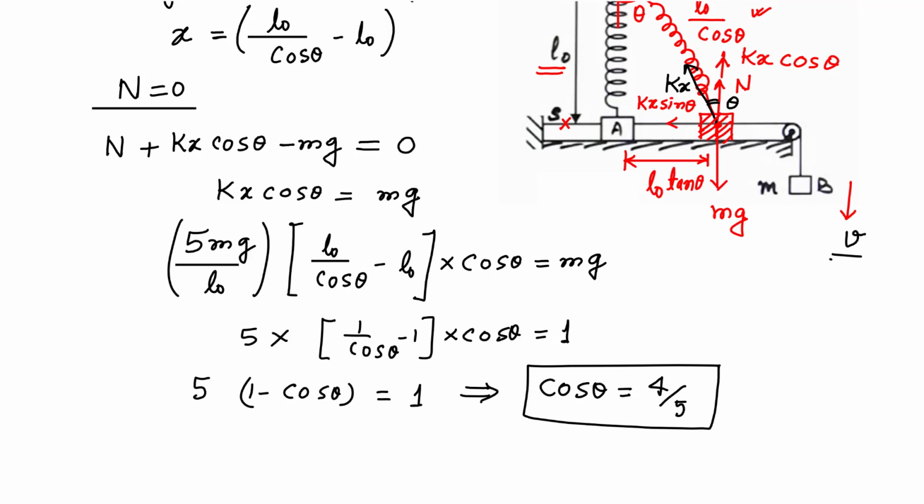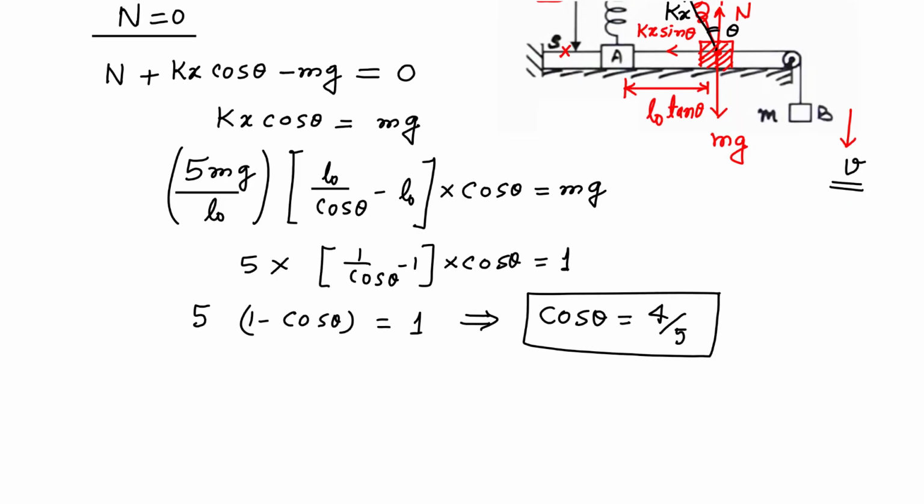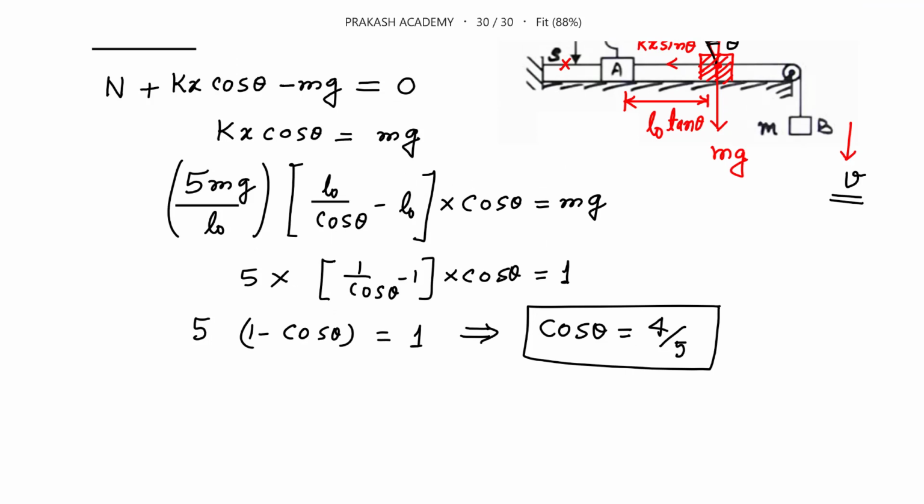Now see, block A and block B will have the same velocity because this is attached to this string. This means both will have the same velocity. So we can say in this case mass A and mass B both will have the same velocity. Let's say this velocity is V naught. So now we can apply energy conservation.